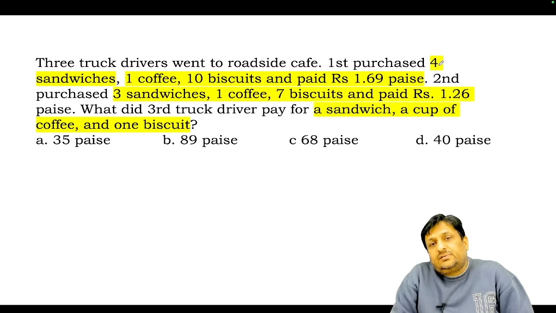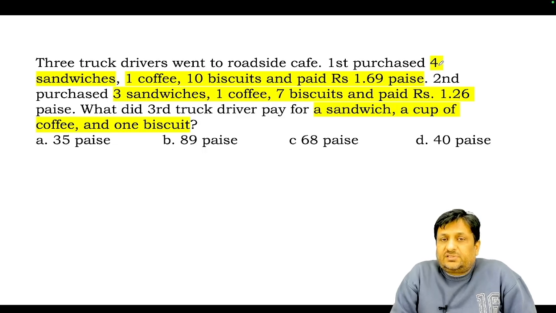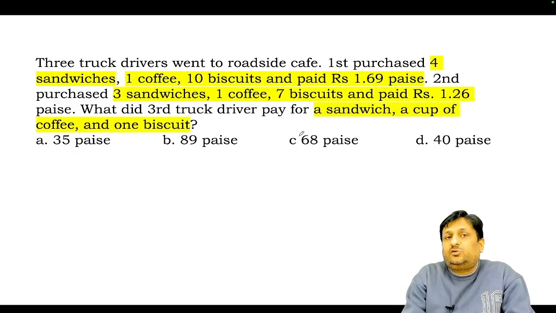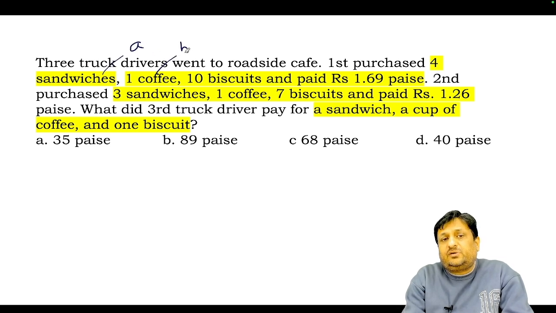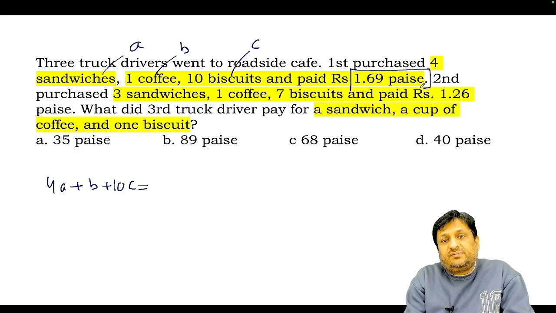Okay, let's solve this. Let's try to make the equation. First, I can see that all the options are in paisa. So let's convert the whole equation into paisa. So let's say the price of a sandwich is A, the price of a cup of coffee is B, and the price of a biscuit is C. So the first driver is buying 4A, then B, then 10C. And this total price in terms of paisa is 169 paisa. 1 rupee 69 paisa means 169 paisa, isn't it?